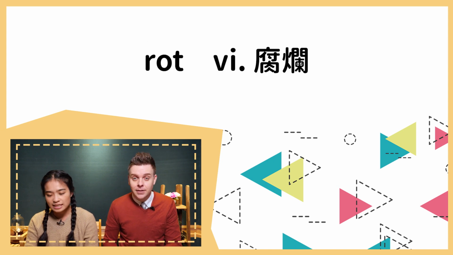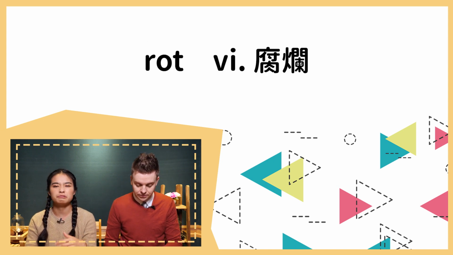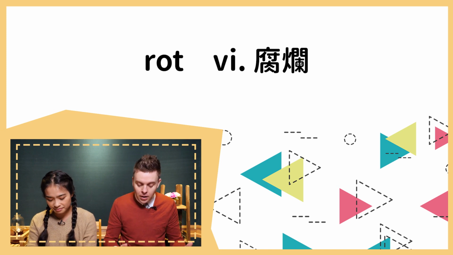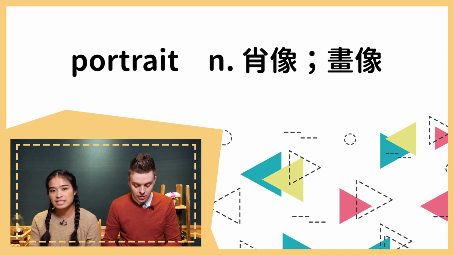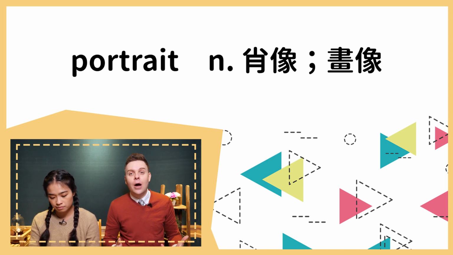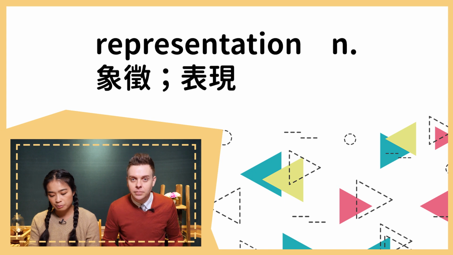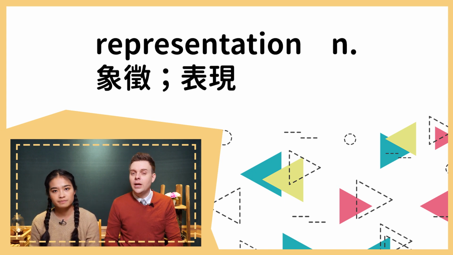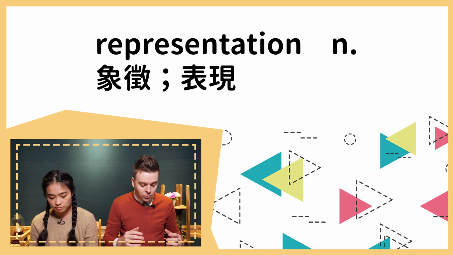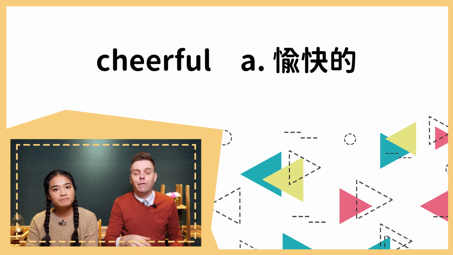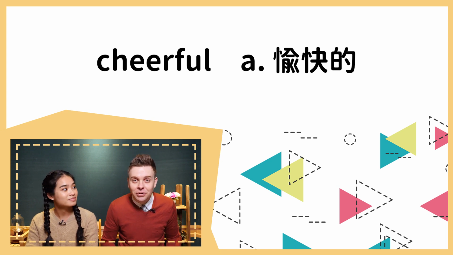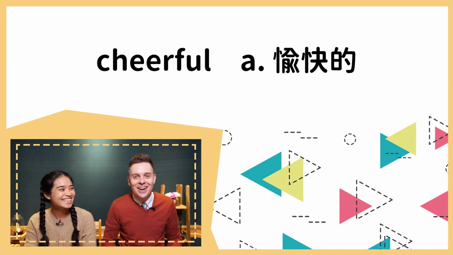Number 4, it's our verb to rot. Number 5, we have a verb. It's to explore. Number 6 is a portrait, a noun. Number 7, we have another noun. A representation. We also could say representation, but it's more colloquial. And number 8, our last word is an adjective, cheerful. Cheerful means happy. Now, usually we can cross out full and write less for the opposite. Cheerless is a really sad word, and I hate that we're ending on it, but here we are.